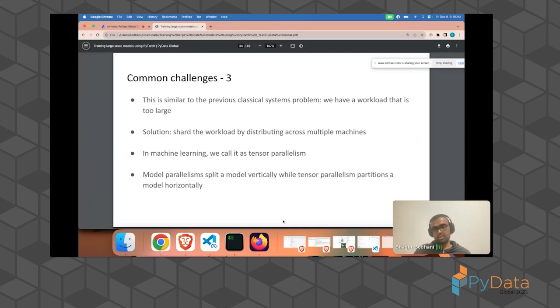Again, this is similar to the previous classical systems problem that we have seen. We have a workload that is very large. And the way we solve this problem is by sharding the workload. And in this case, we call this approach tensor parallelism. And what's the difference between tensor parallelism and model parallelism? Model parallelism was splitting a model vertically. So you had layers going across different machines. In this case, you're partitioning the model horizontally in the sense that you could have a layer, and that layer itself, a feed-forward layer or a linear layer, for example, is sharded across different GPUs. So even that layer is not on a single GPU.